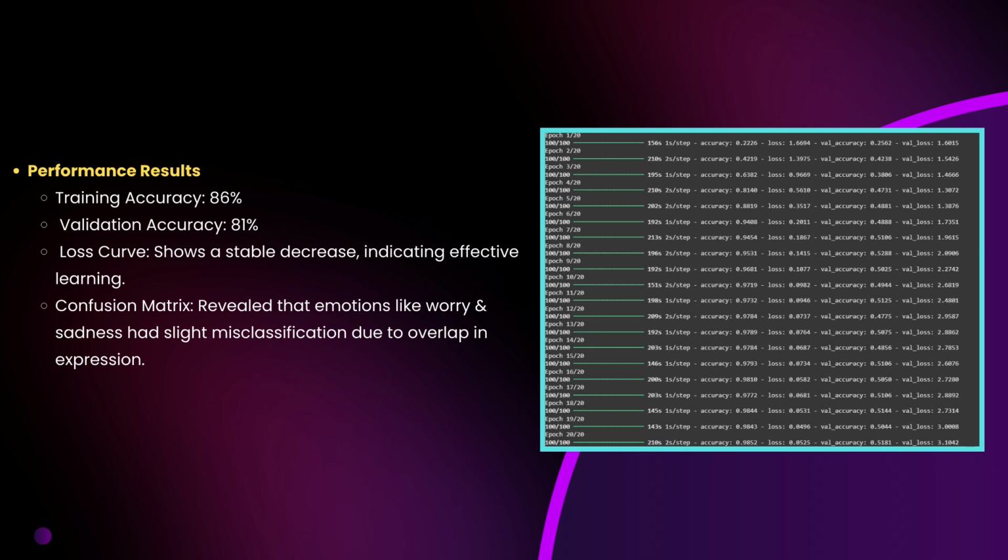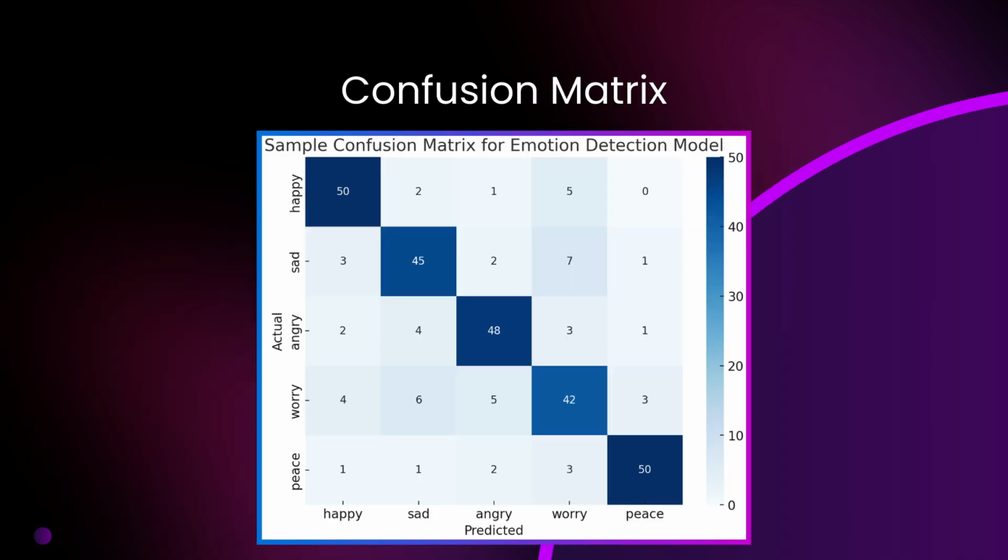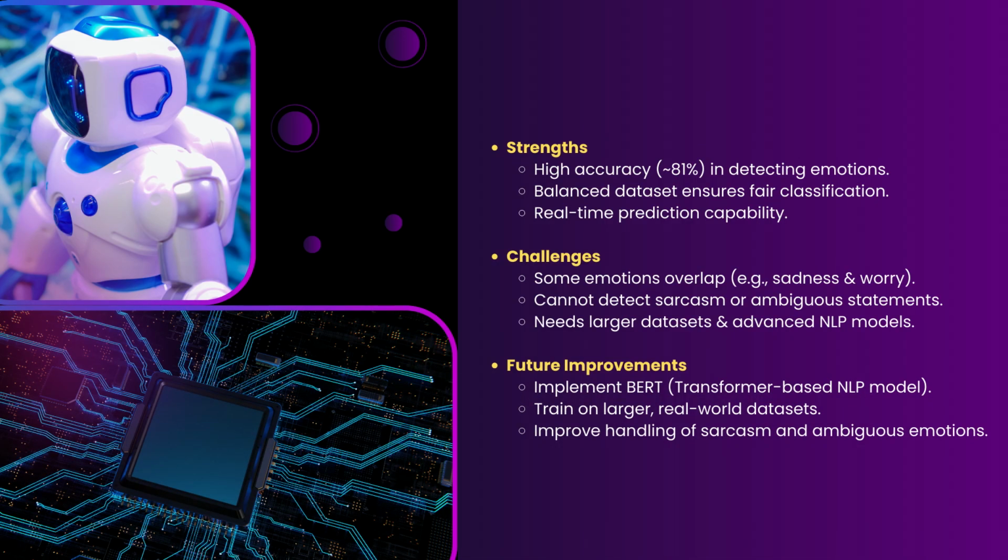While the model performs well, it struggles with similar emotions like sadness and worrying, and cannot detect sarcasm or ambiguous language. Future improvements include using transformer-based models like BERT, expanding the dataset, and enhancing the system's ability to understand complex emotional cues. Overall, the project demonstrates effective real-time emotion detection using NLP and deep learning techniques.